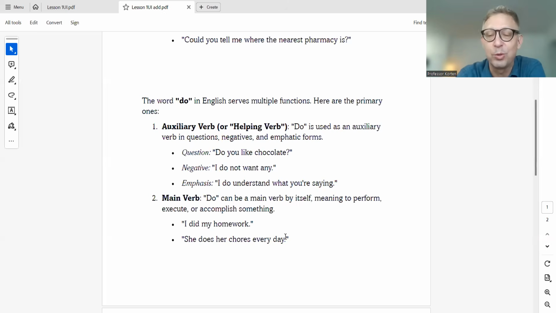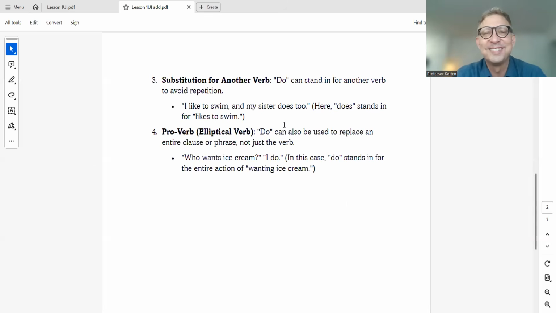I did them this morning very dutifully. All right. Now we're going to, you can use it as a substitution for a different word. Do can stand for a different word. I like to swim and my sister does too. Does here stands for likes to swim.